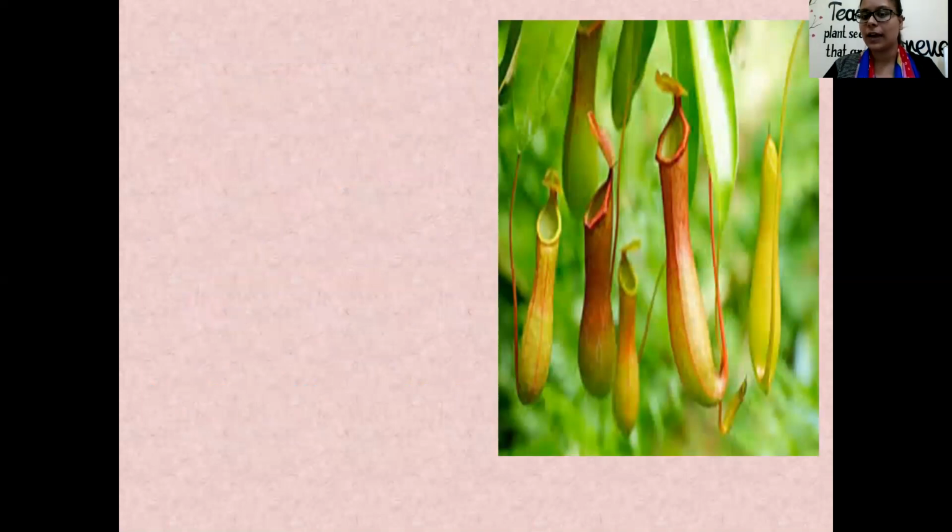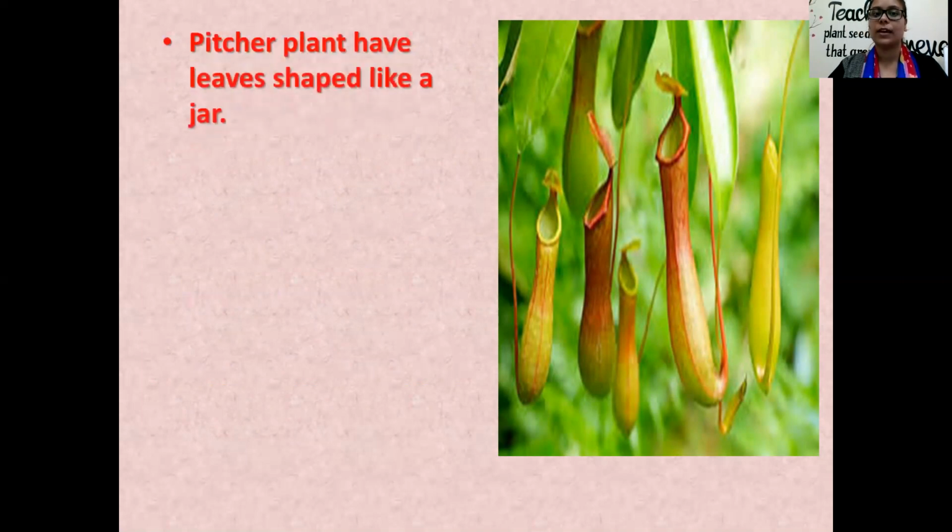This picture, I think you might have seen it somewhere, or you might have heard about it. Yes, this is the pitcher plant. We'll see the specific features of the pitcher plant and how it traps the insect. Pitcher plants have leaves shaped like a jar. You can see these are the leaves which are shaped like a jar. It has a cavity in it.